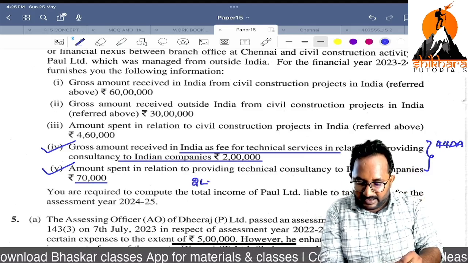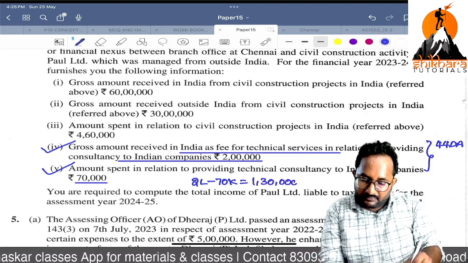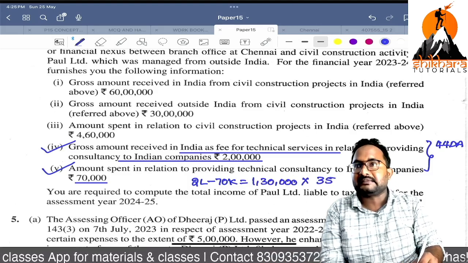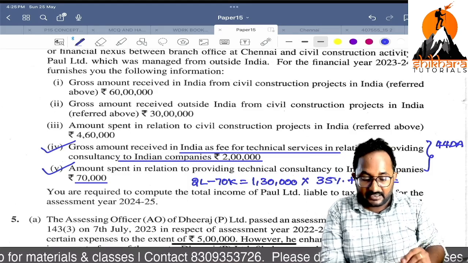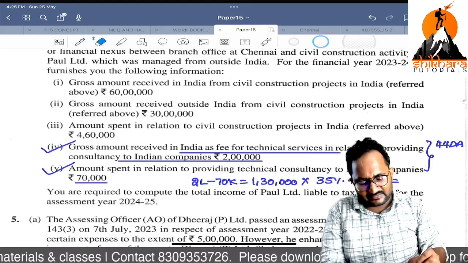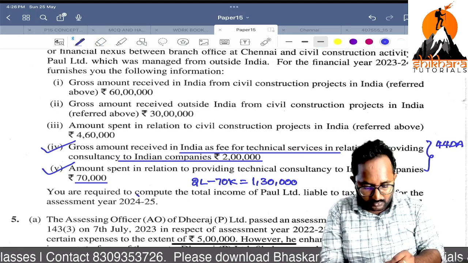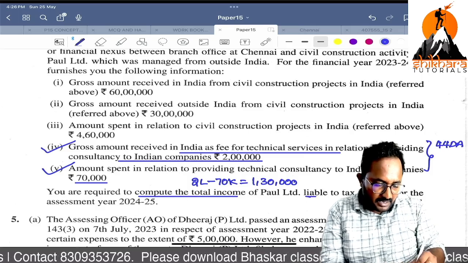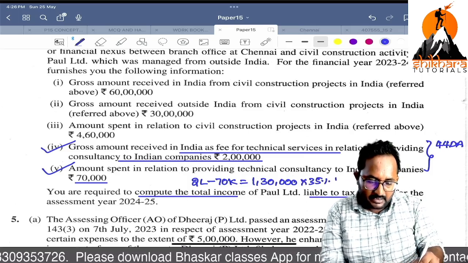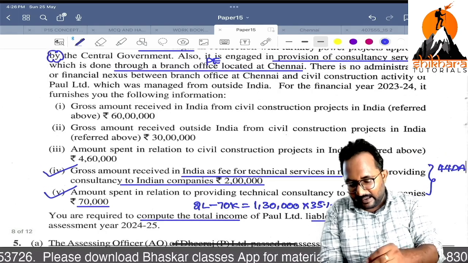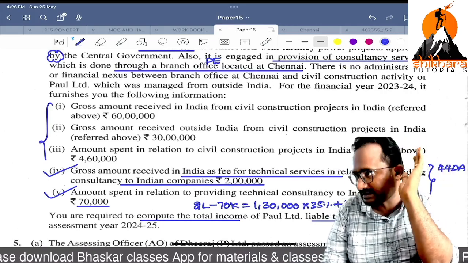So 2 lakh minus 70,000 is 1 lakh 30,000. On that you can apply the normal tax rate 35% plus the cess 4%. Sorry, they are not asking only for that; they are asking the total income as well as the tax liability also. Now you can apply the 35% plus 4%. These above 3 points we can discuss after the break, along with the presumptive taxation provisions.